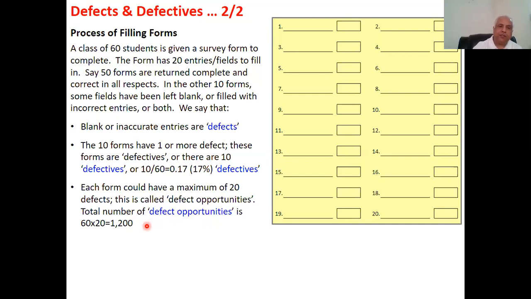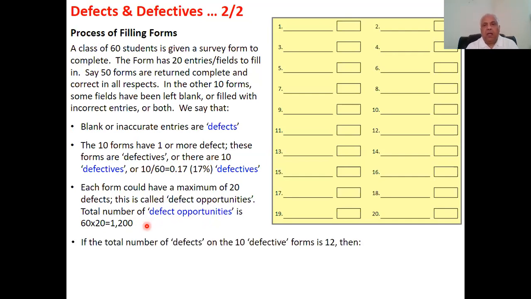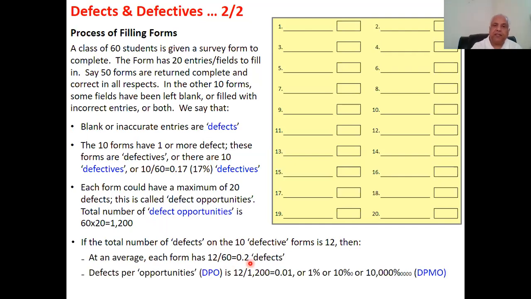We can draw some more conclusions. Let's say that the total number of defects or mistakes made in those 10 forms which are defective is 12. So 0.2 defects on average in each form.